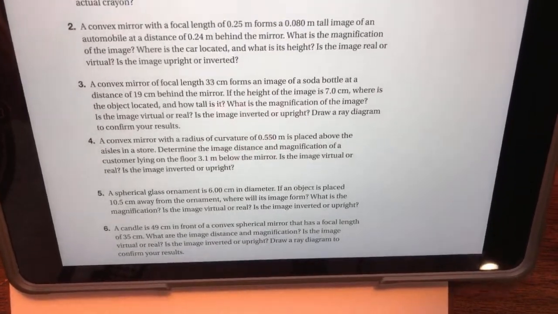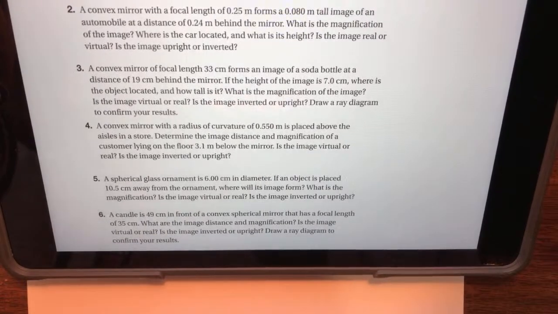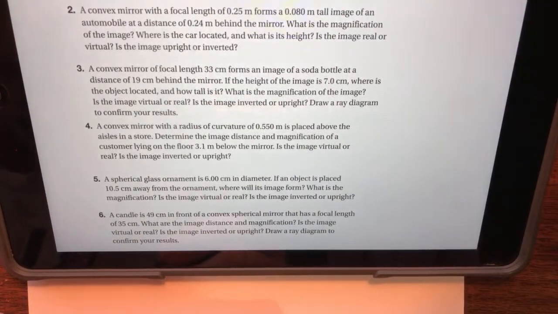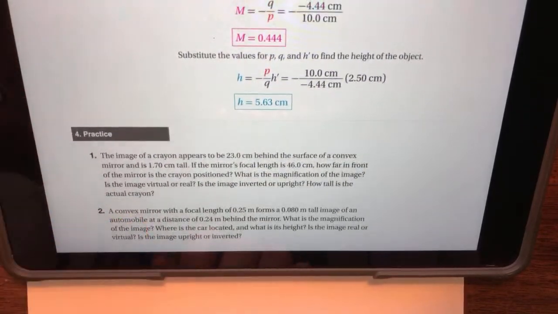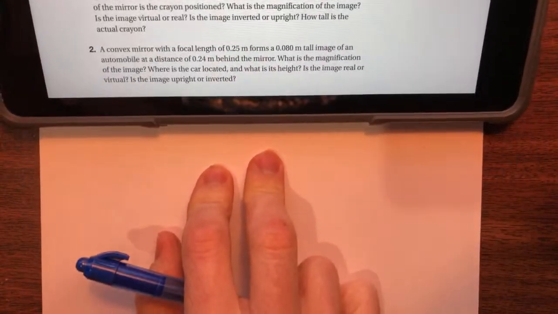I just wanted to see if I can fit everything in there. There we go. All right, number 2. You have a convex mirror. Actually, you know what? The best way to do this is this way. Yeah, so I can do this both here.